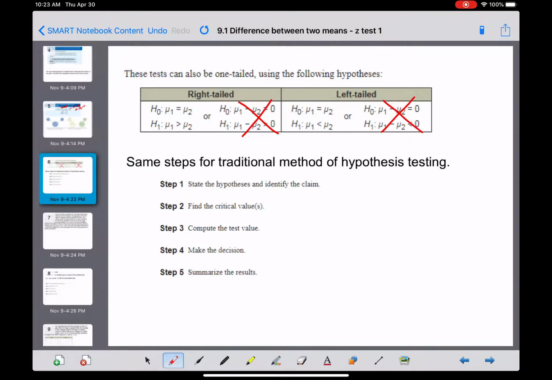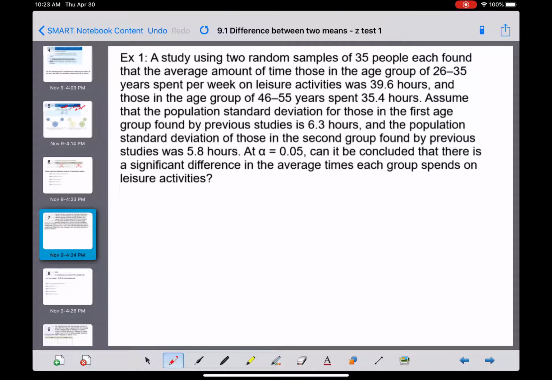Okay. The test can also be one-tailed, so it could be right-tailed, so mu1 is greater than mu2, or left-tailed, mu1 is less than mu2. You are going to use the same steps for the traditional method that you did in the last chapter. Okay, so let's go on to our example.